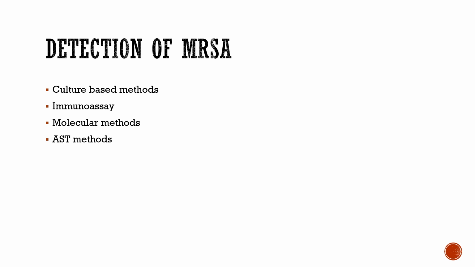So the mannitol salt agar with 7% NaCl can be used. The Chrome agar MRSA can be used. Then a broth enrichment with 7% NaCl can be used before culturing for the MRSA. The semi-selective TSB with 2.5% cefoxitin and aztreonam can be used for the detection of MRSA. Immunoassays can be done on the colony, and they detect the PBP2A. Whereas the molecular methods include the reverse transcription PCR, the multiplex PCR, and the GeneXpert.